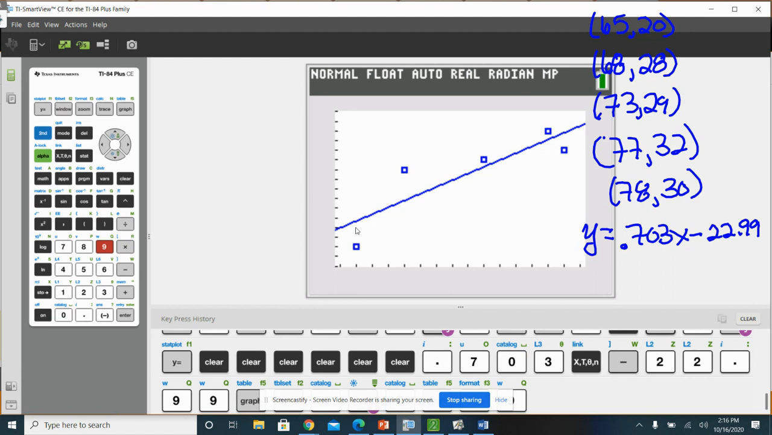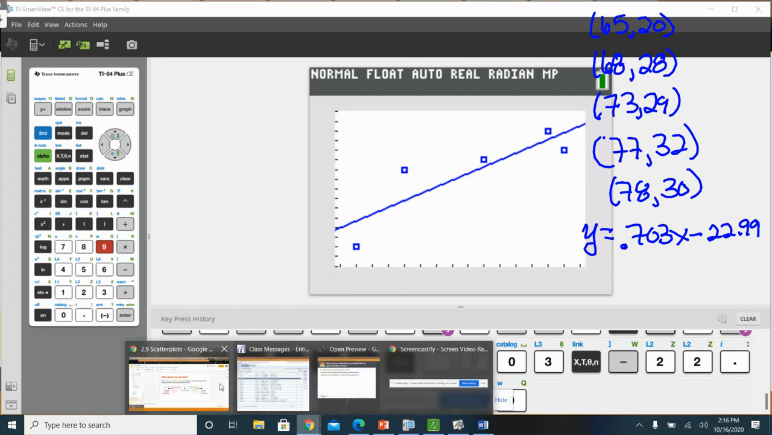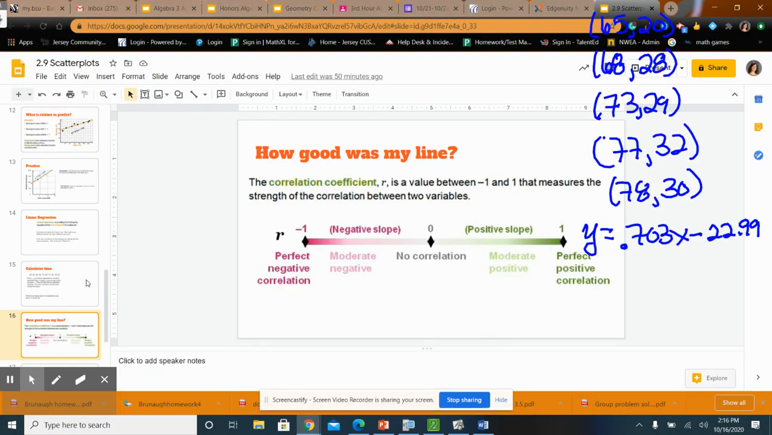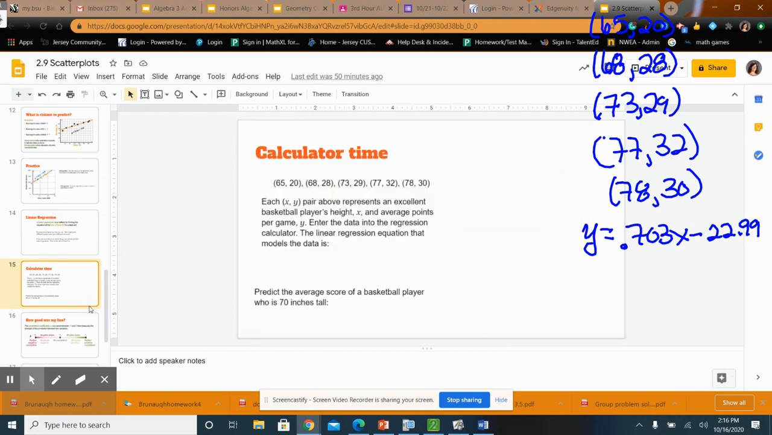Now, what do you think of that line? You think it's very good? It doesn't hit any of the points. Well, it's not our best line that we've ever seen. No, it's a positive slope, and this is where we're going to talk about next. How good is my line? Well, how can you tell if your line's any good? I don't think I answered a question here.